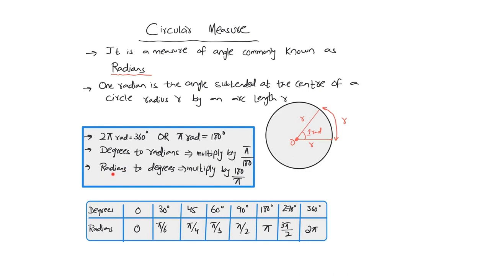Now there might be a case where you have to convert radians into degrees, so you multiply it by 180 upon pi. For example, if you have pi upon 2 radians, pi upon 2 radians multiplied by 180 over pi is equivalent to 90 degrees. In the same way for the other angles, we know pi radians is 180 degrees. 270 would be equivalent to 3 pi over 2 radians, and 360 would be equivalent to 2 pi radians.